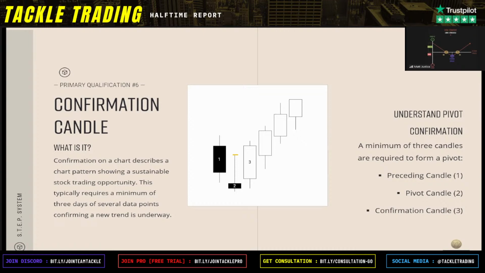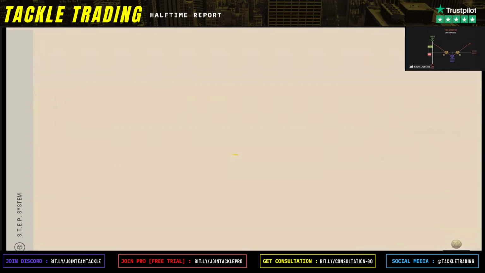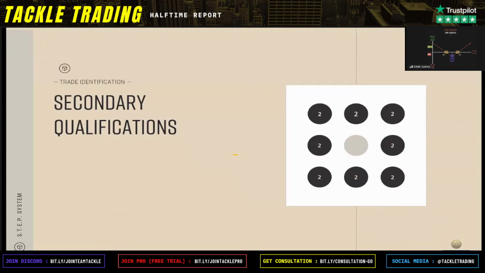Now, when it comes to the confirmation candle, once again, technically speaking, confirmation is a close above the previous day's high. That's what it is. Now, secondary qualifications. These are things that you don't have to have, but you want, right? It's the wants, not the needs.